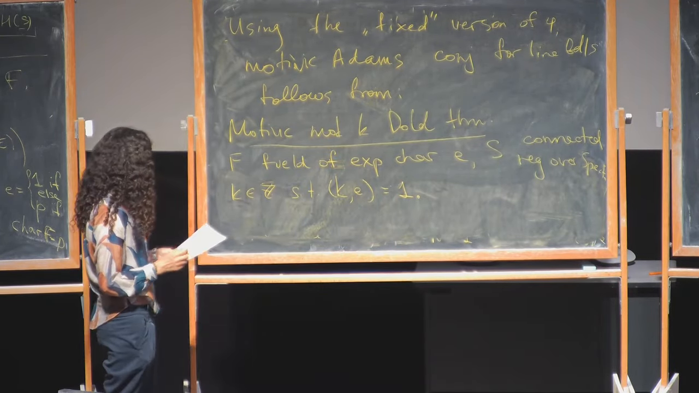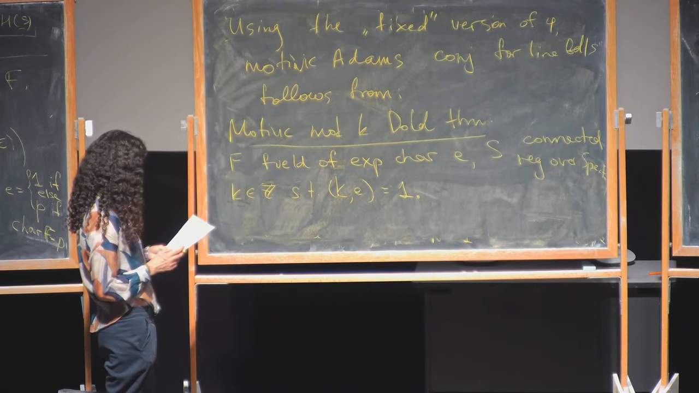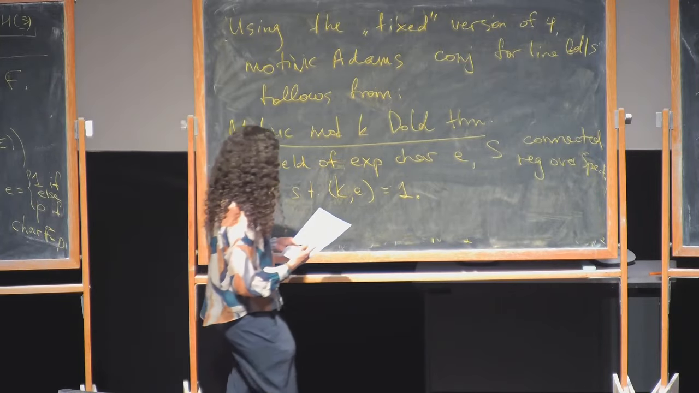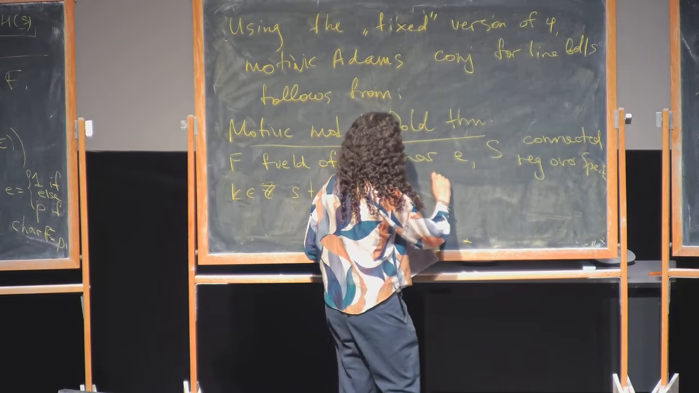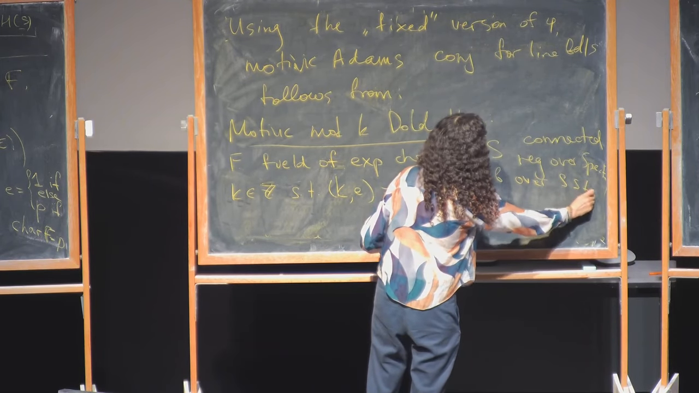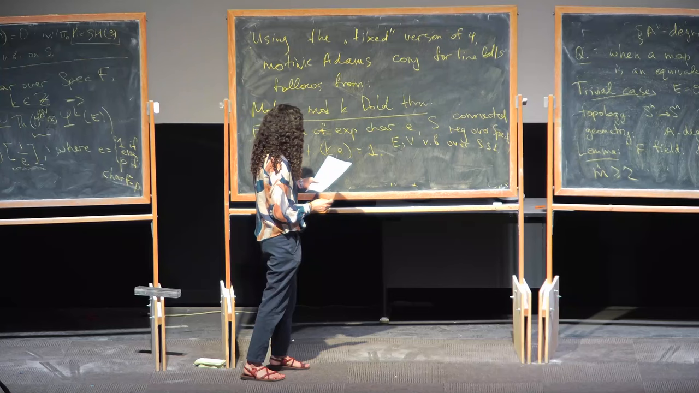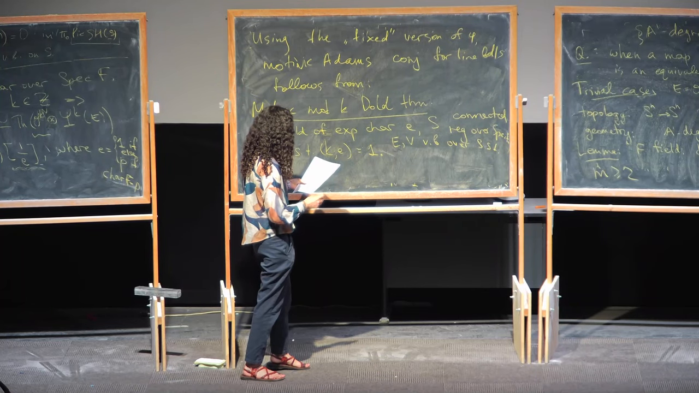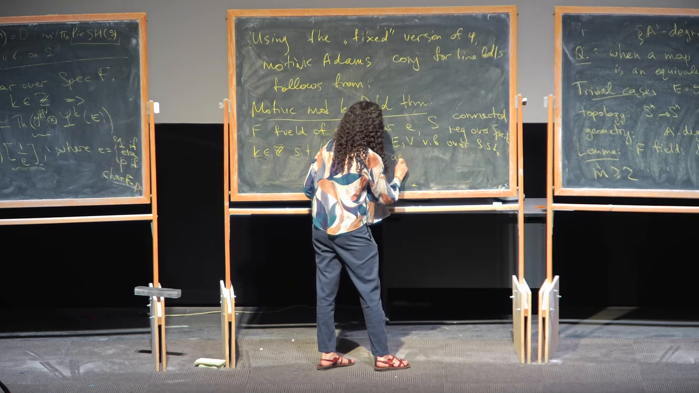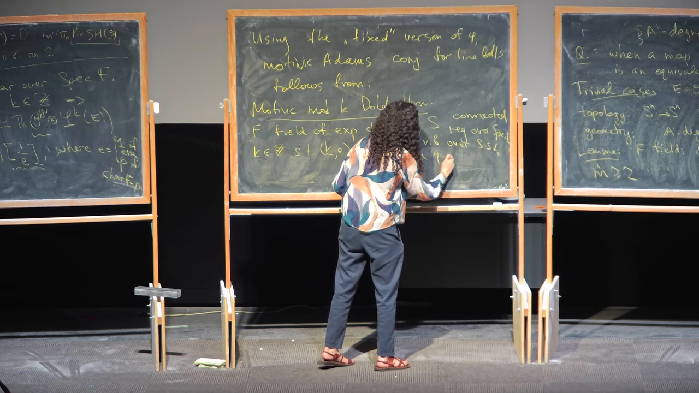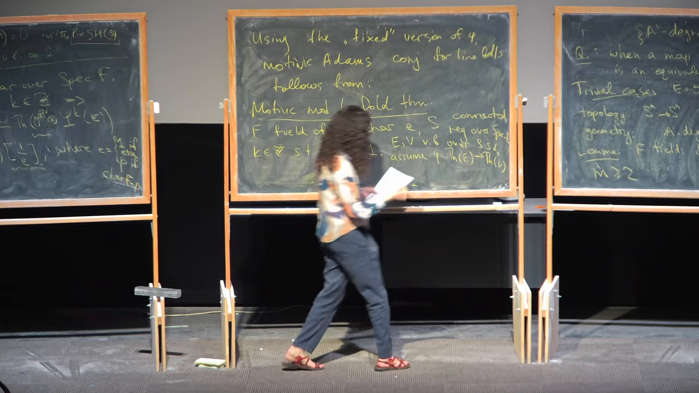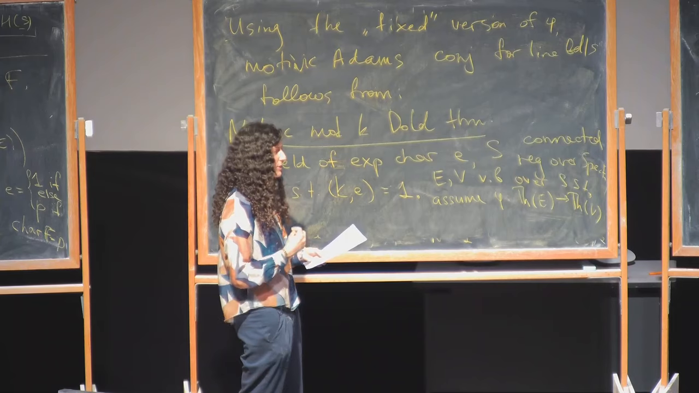Okay, and now we play the game that we want to do. So let's say we have, so assume we have two vector bundles over S, and assume we have a map between their Thom spaces, such that its A1 degree at the generic point is the number k.